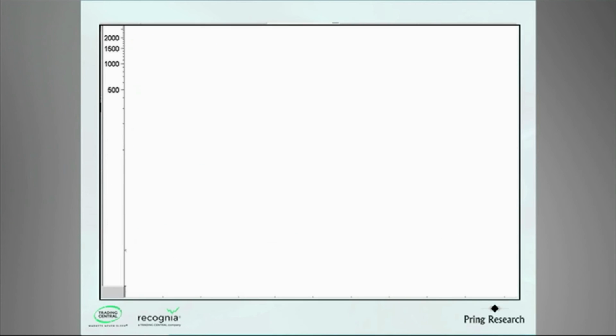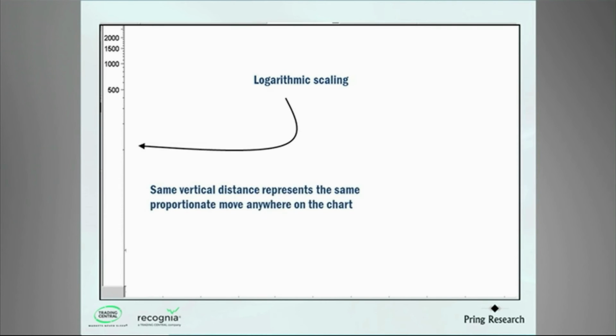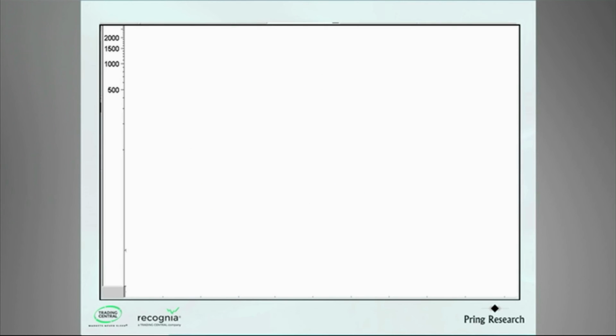On the other hand, the ratio chart allocates the same proportionate price swing the same vertical distance. Thus, a doubling of the price will be represented by the same vertical distance, whether it's from 500 to 1,000 or 1,000 to 2,000. And just to prove that this is the same vertical distance, I'll overlay the two arrows. As you can see, they're identical.